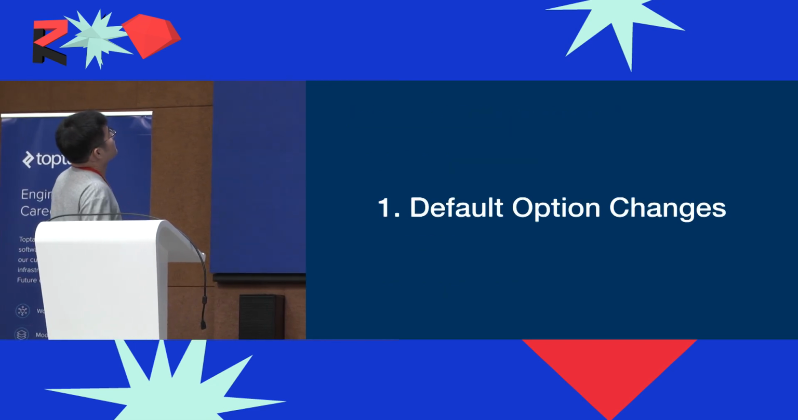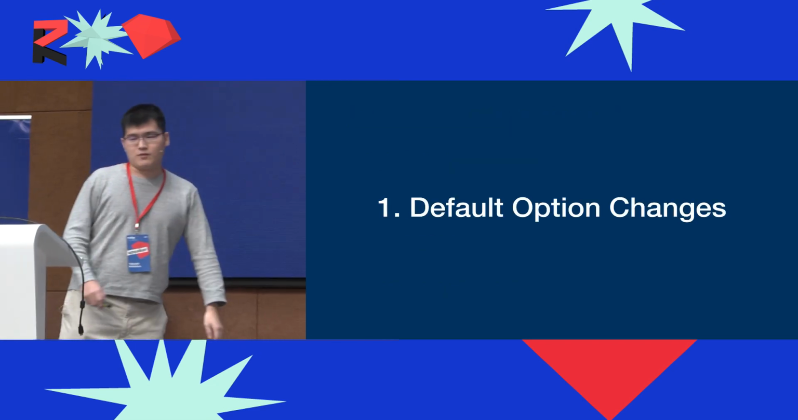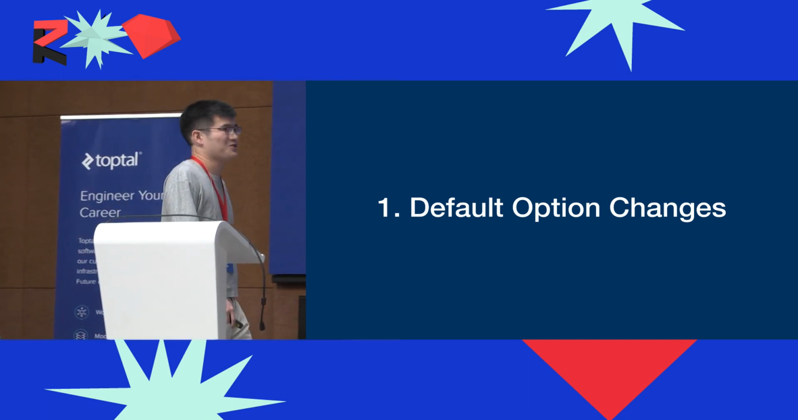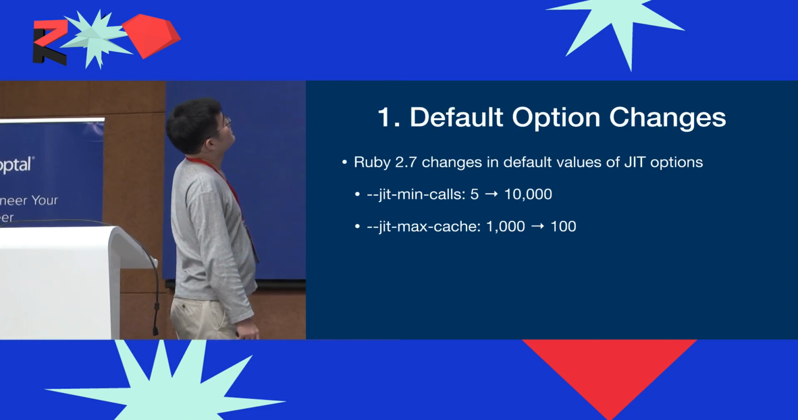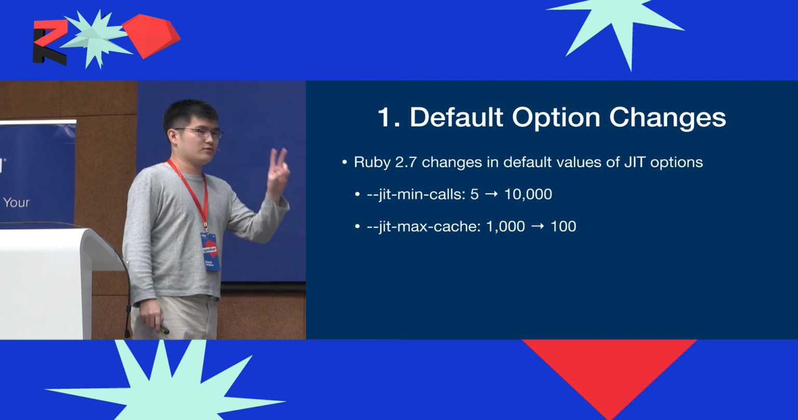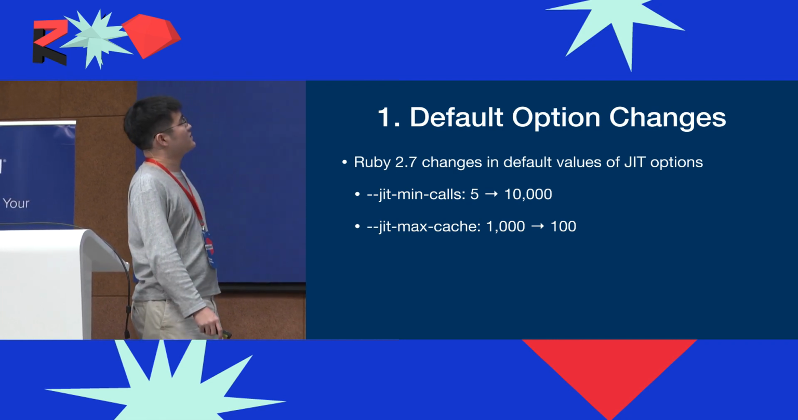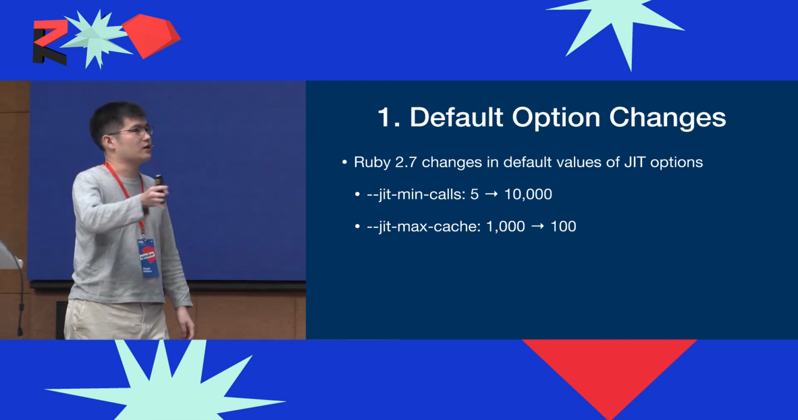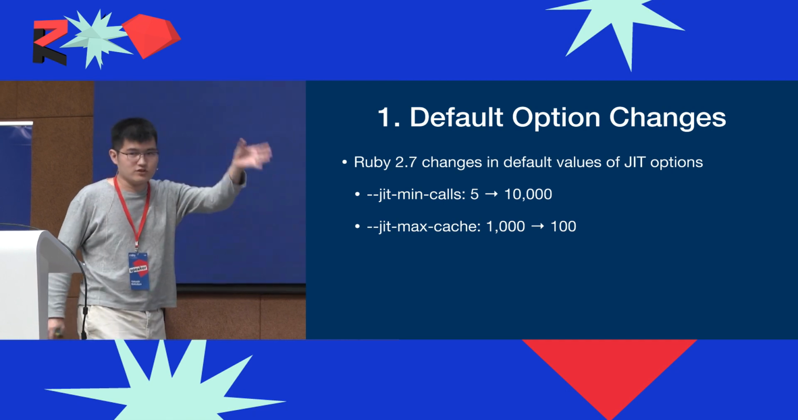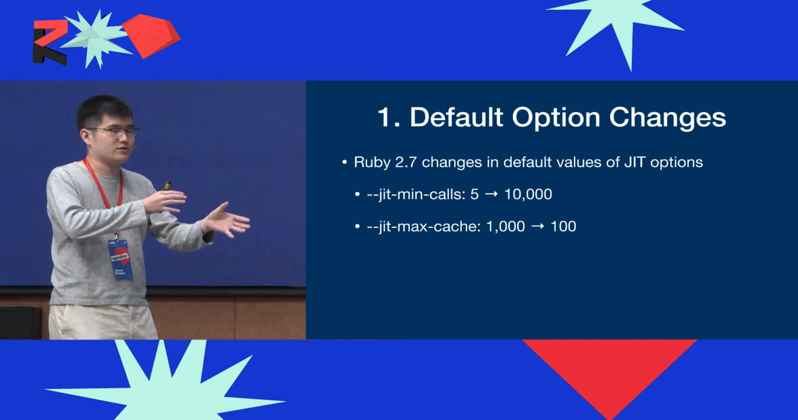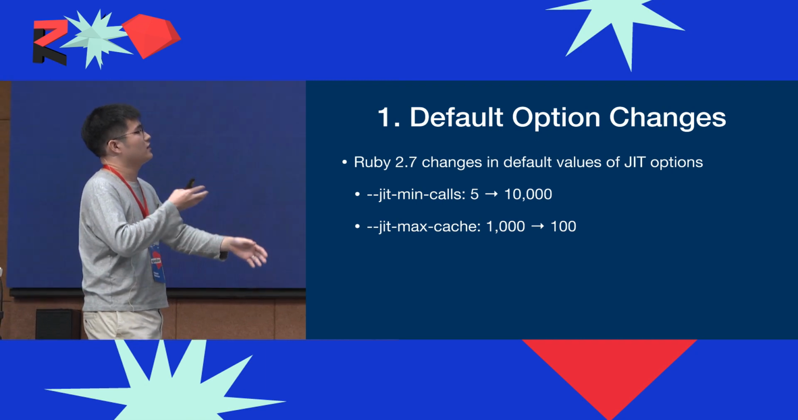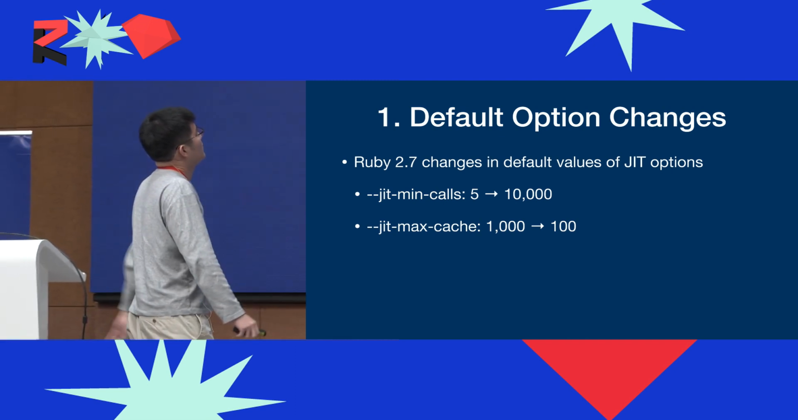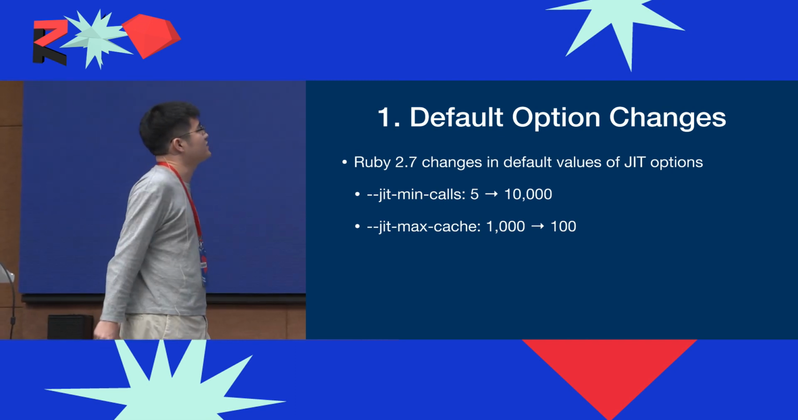Anyway, I'll start from the first one: default option changes. For improving the Rails benchmark, this contributes a lot. There are two minor JIT options, which configure the number of calls needed to trigger JIT compilation. In Ruby 2.6, it requires 5 calls to a method for it to be JITed, but in Ruby 2.7, it became 10,000 method calls to trigger JIT compilation.